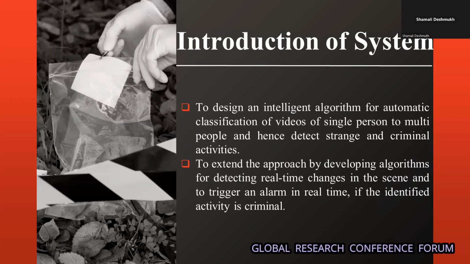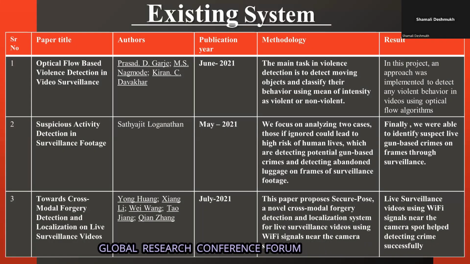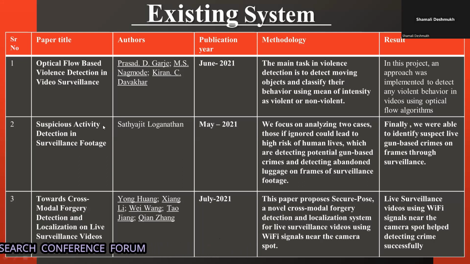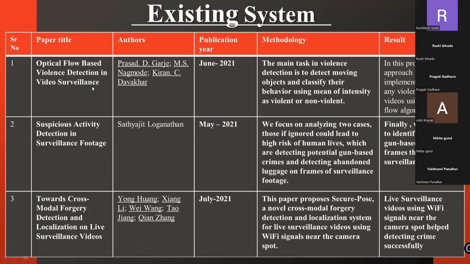These are the research papers which have been used. Optical flow based detection in video surveillance was published in June 2021, and the main methodology used in it was that it detected the behavior of the object, and classified whether it is a violent or non-violent action taken by people.